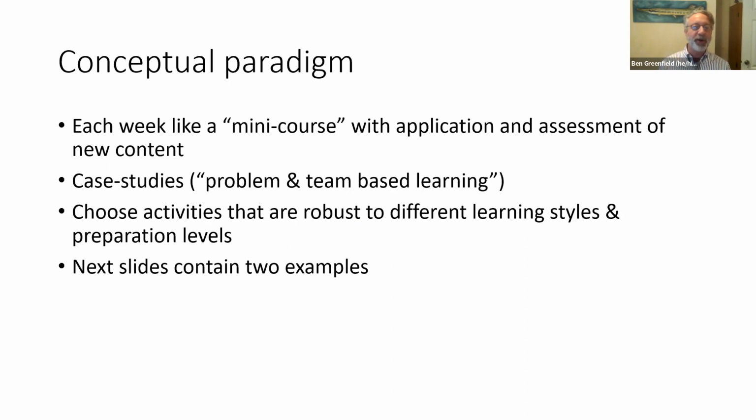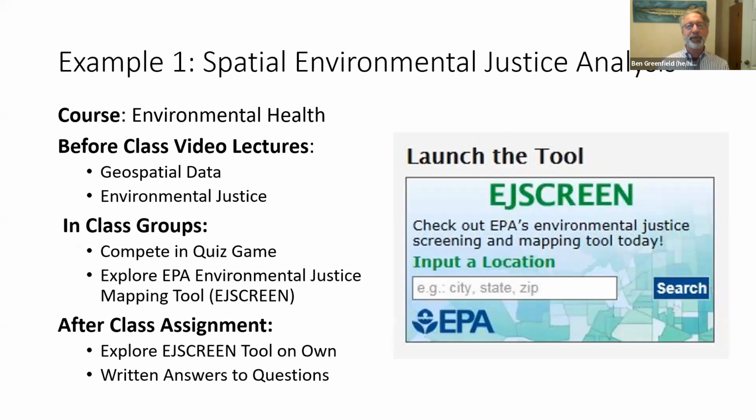Now I'm going to go into two examples. My first example is in my environmental health course. This is a master's level class, although I've taught it at the undergraduate level. It focuses on integrating spatial analysis and environmental justice in evaluating environmental issues. The video lectures focus on geospatial data, that is the types of data and how you interpret and understand spatial patterns, and environmental justice, that is the issue of trying to maintain equitable distribution of environmental benefits across vulnerable groups.